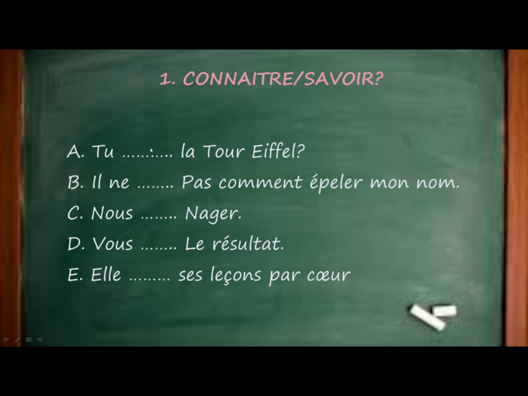So just check the word after the dash. You got a verb or a noun. So it's actually a noun. La tour Eiffel. So it's the Eiffel Tower. So tu dash la tour Eiffel. We'll be using the verb connaître because it's actually a place, and it's actually a noun. So we use the verb connaître. Tu connais.